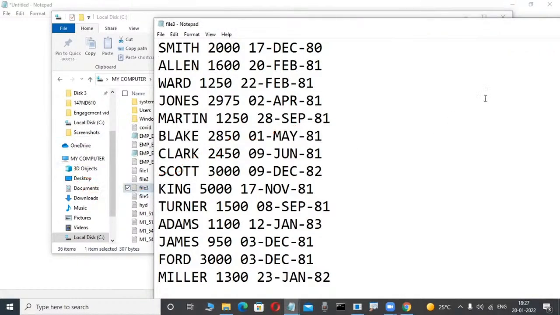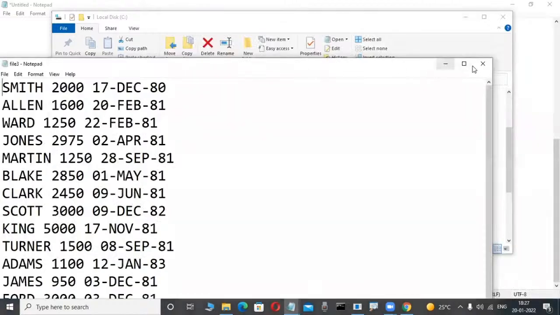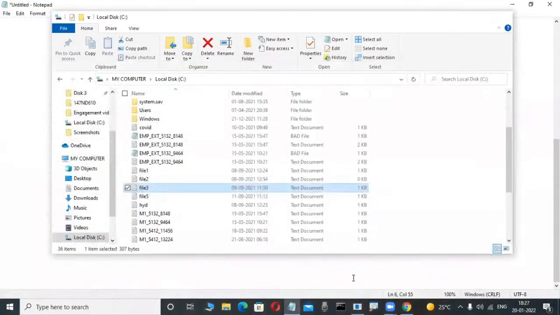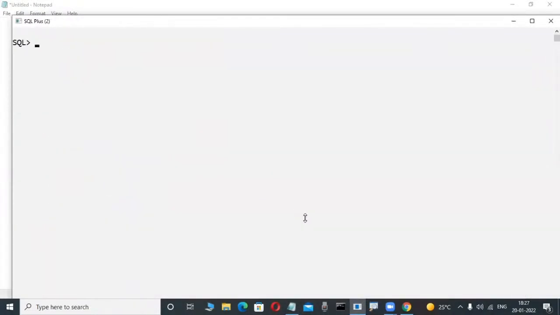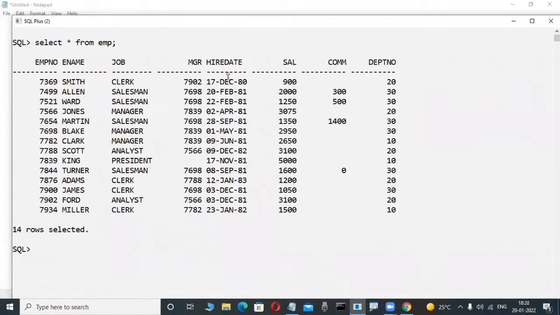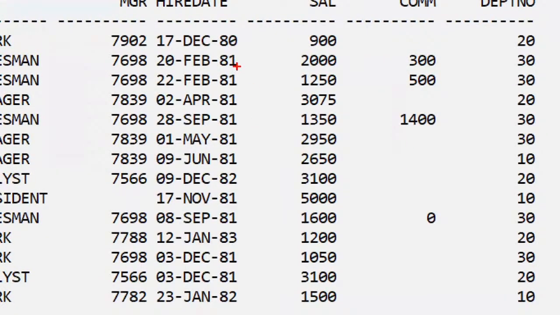But fortunately, nowadays these types of database software are there. For example, these are relational database software. Somewhere data is there. Suppose these are the employees who have joined, and I want to display the employees who joined before 1981.